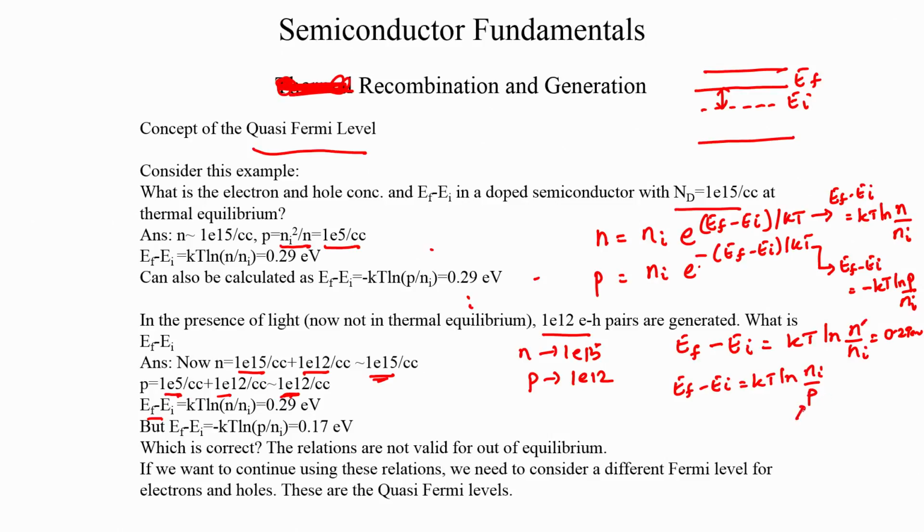So this used to be 1e5 per cc, but now because of light being thrown on it, it has become 1e12, and you will end up with a very different answer. You will end up with 0.17 electron volt. So which of these is correct? Okay, so there seems to be a paradox here.